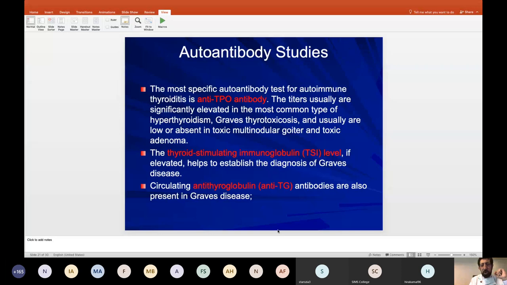Remember that the treatment of Graves' disease or autoimmune thyroiditis is not surgery straight away. It is not surgery. Remember, it is not surgery. It is actually medical management first, and if it's not medically controlled, then this patient might get some other treatment as well.